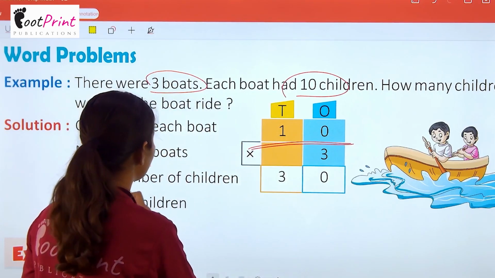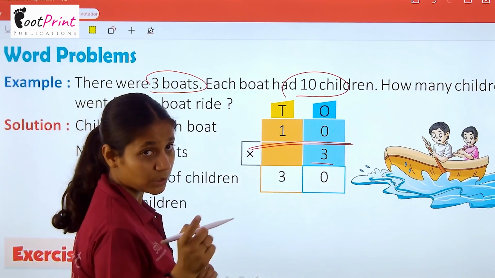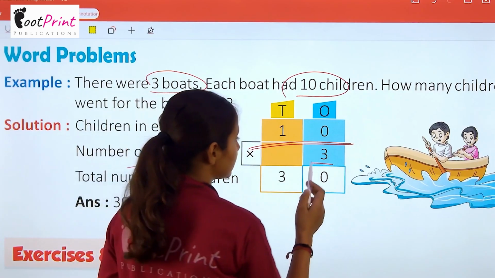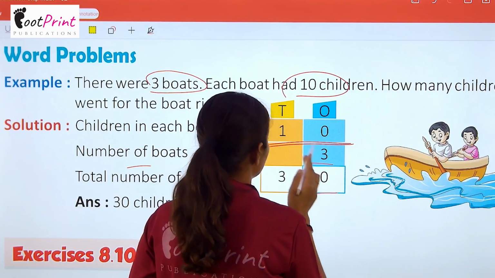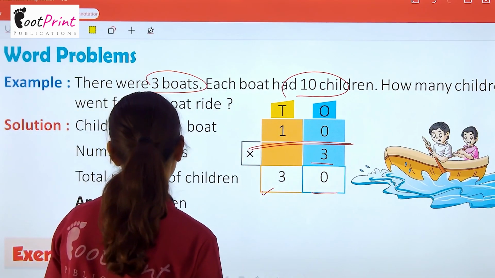Now the number of boats is 3. So simply do multiplication. 3 zeros are 0, as we know the property of multiplication: when we multiply a number with 0, the answer is always 0. So 3 zeros are 0. 3 into 0 is 0. Now 3 ones are 3. The second property. Okay. So 30 is the answer.